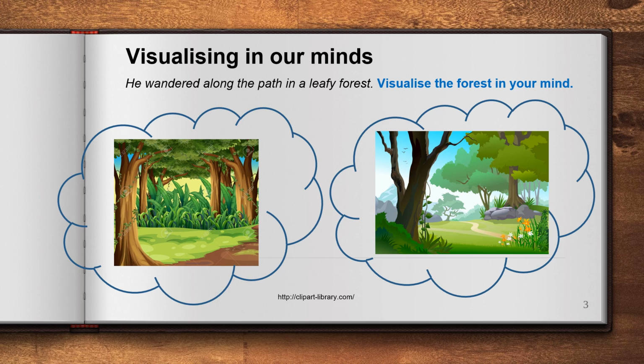So here's an example of visualizing in our minds. He wandered along the path in a leafy forest. Visualize the forest in your mind, and you can see here that there are two visualizations that people are imagining.